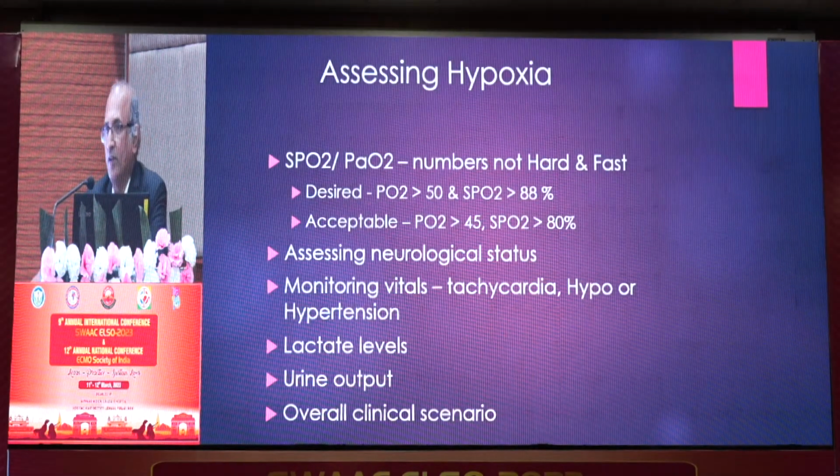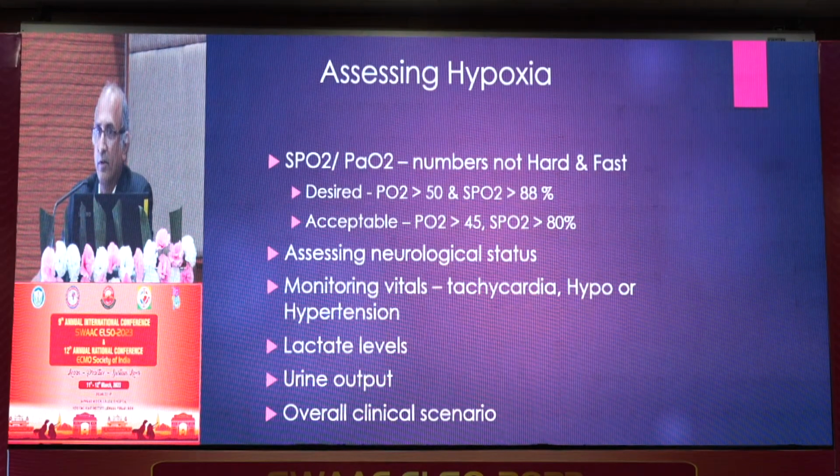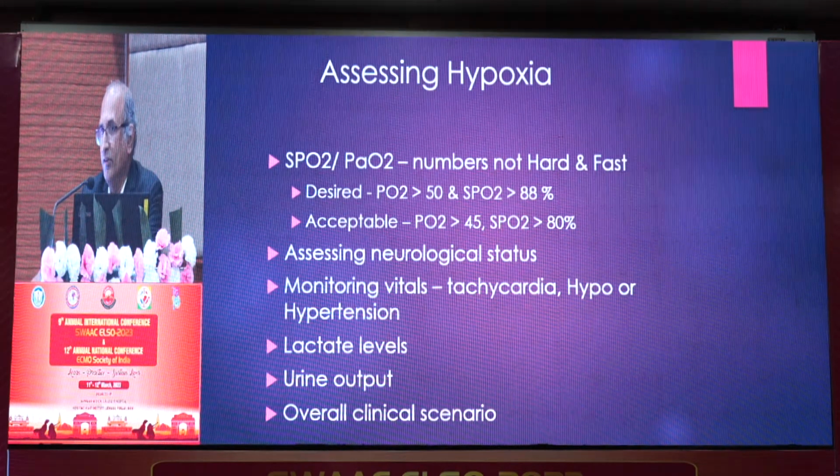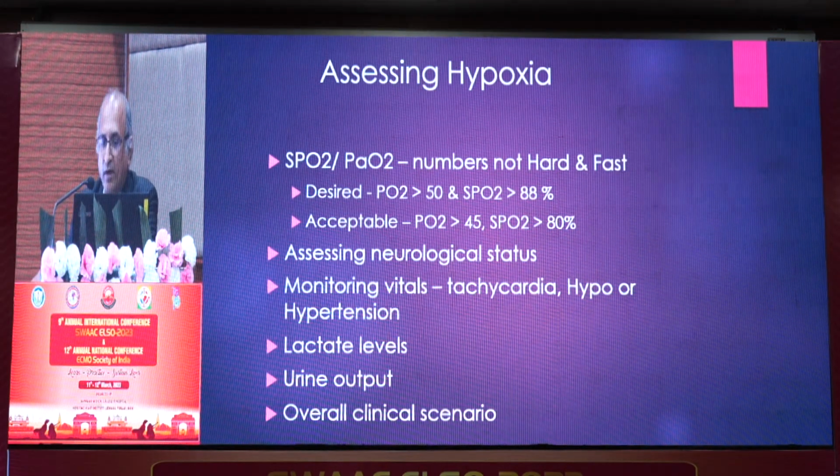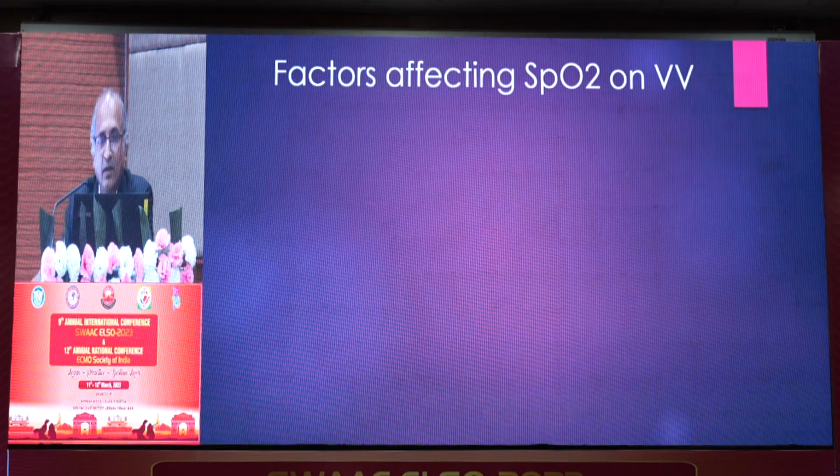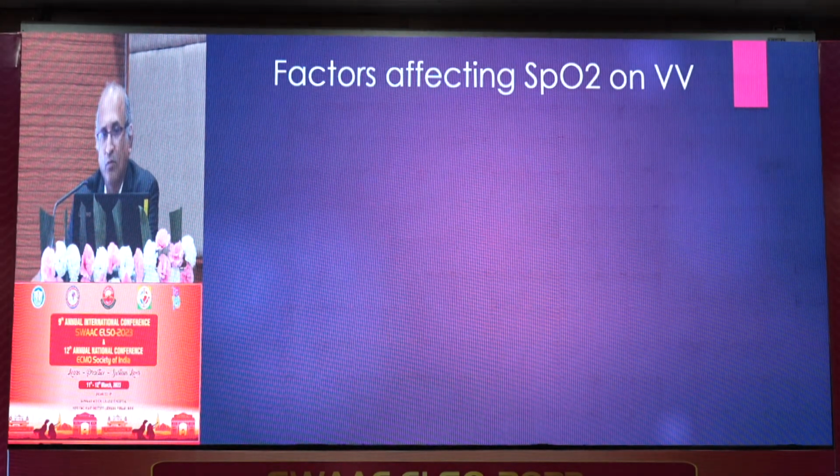So assessing hypoxia is not just a number. You don't have to just look at whether it's a PO2 of 45 or 50, or an SpO2 of around 80, 75 or 70. That does not alone define hypoxia. Hypoxia is basically a clinical syndrome where you have to see the rest of the picture, like assessing neurological status, monitoring the patient's vitals, tachycardia, whether the patient is hypotensive or hypertensive, lactate levels, urine output, and the overall clinical scenario. If that fits in, only then can you define the person as hypoxic, not just by looking at the numbers.